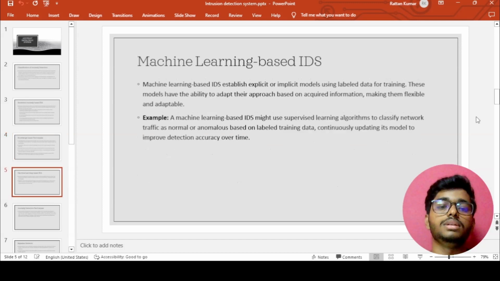And then the next is the machine learning based IDS. Here is where we have a model which is implemented in the IDS.